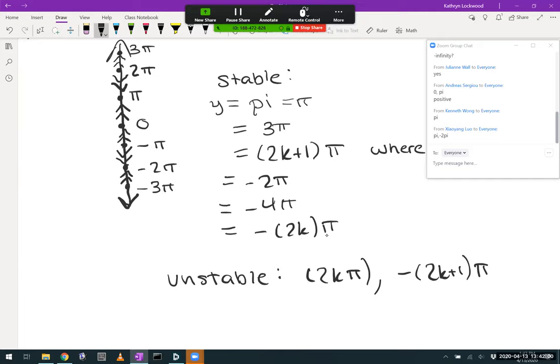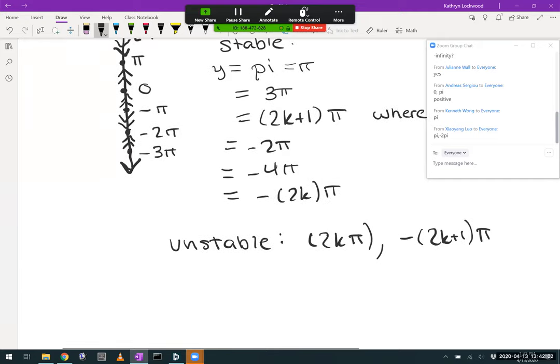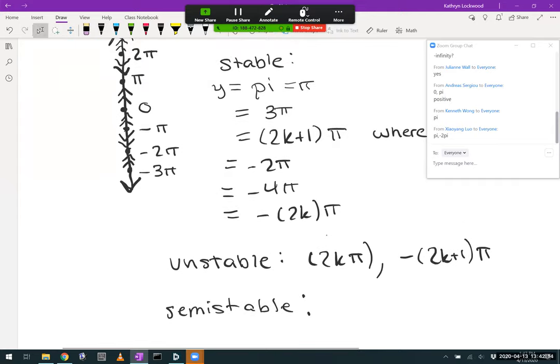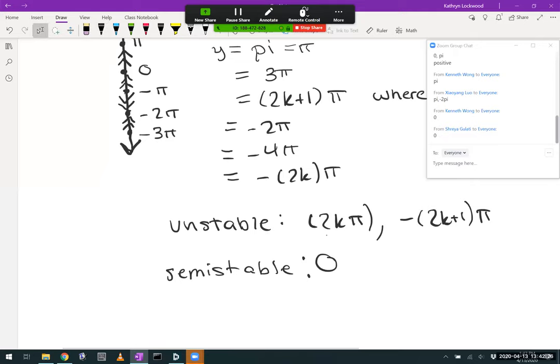What's the odd man out? Who are we missing? What's our semi-stable equilibrium looking at the diagram? Zero, good. It's the only one that's got arrows coming in one side and leaving the other one. All right, so we've classified all of them at this point. And now we've seen a case with a periodic function.